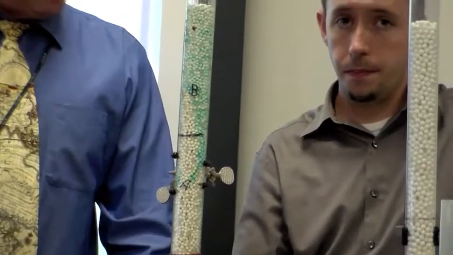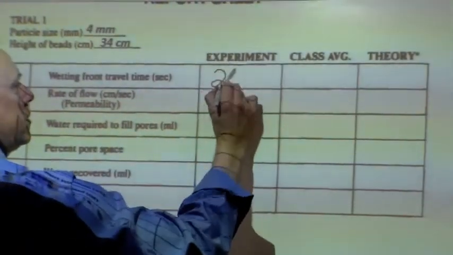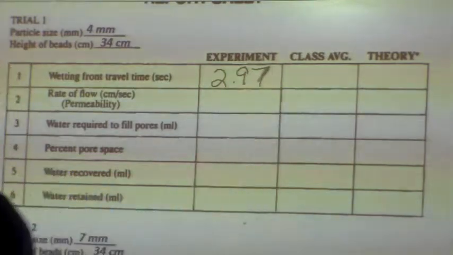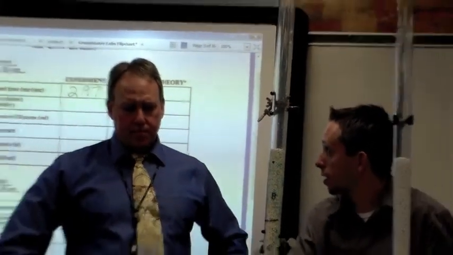All right, time. 2.97 seconds, correct? 2.97 seconds. So we had 2.97 seconds. It's going to be our first bit of data. Make sure you record that number in your chart. So the first thing is 2.97 seconds.